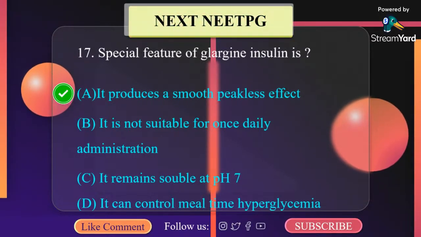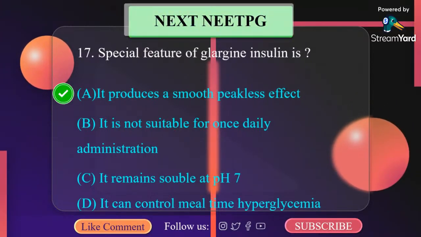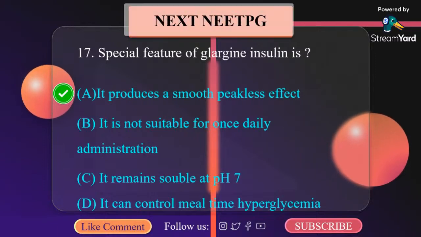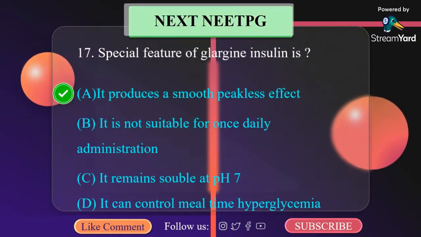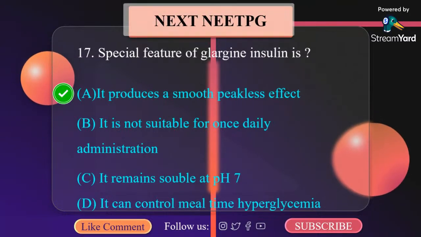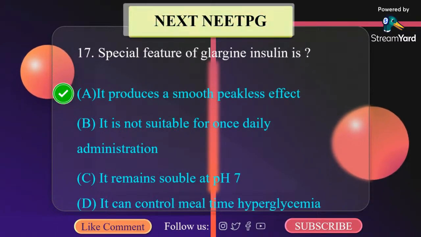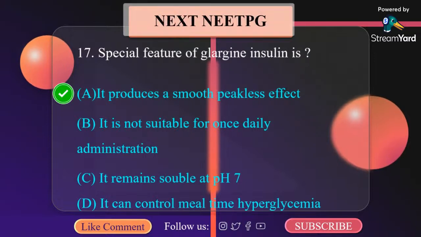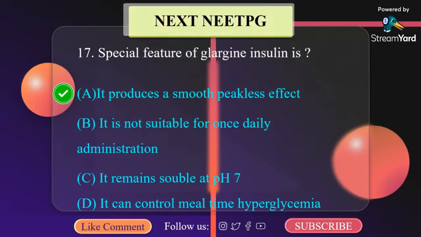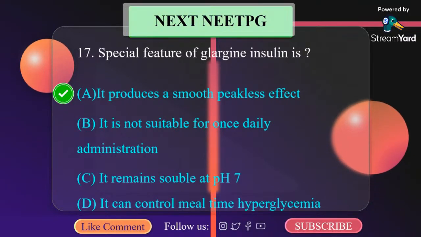Glargine insulin is a long-acting biosynthetic insulin. It remains soluble at pH 4 of the formulation and precipitates at neutral pH. Onset of action is delayed. It produces a smooth, peakless effect. It is suitable for once daily administration. There is low incidence of nighttime hypoglycemia. It does not control mealtime hyperglycemia.